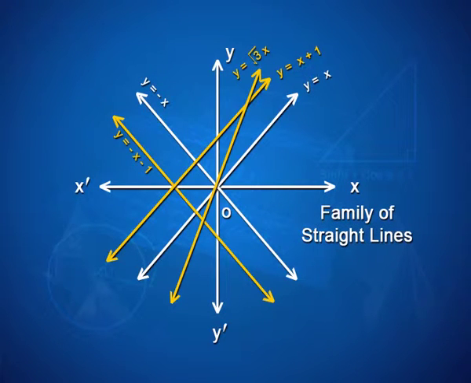Here you can see in the figure the family of straight lines. This line is of equation y is equal to x. Similarly, this line is for equation y is equal to minus x and this is for y is equal to minus x minus 1, and so on.